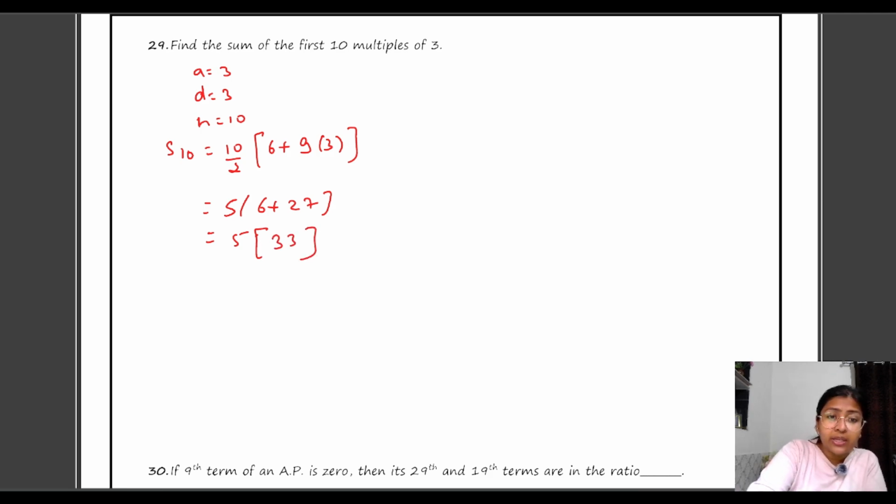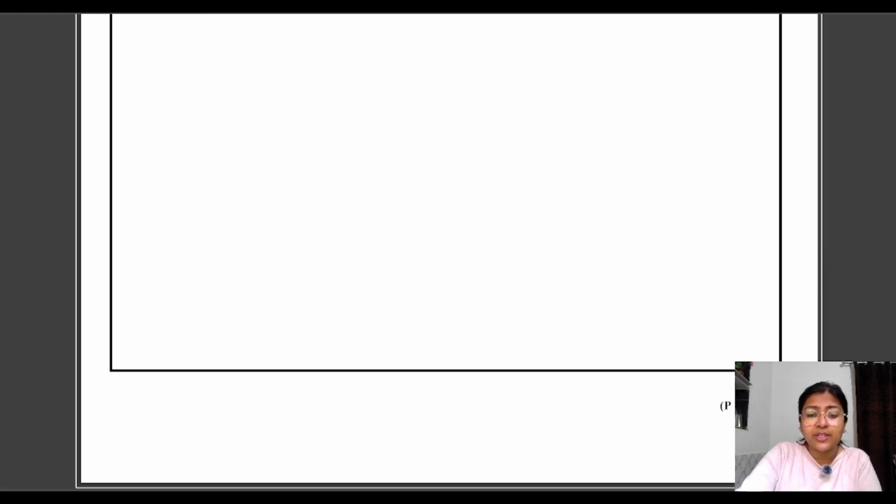Now do the multiplication. It should be 165. So the sum of the first 10 multiples of 3 is 165. Okay learners, is this question clear to you? Now the last question.